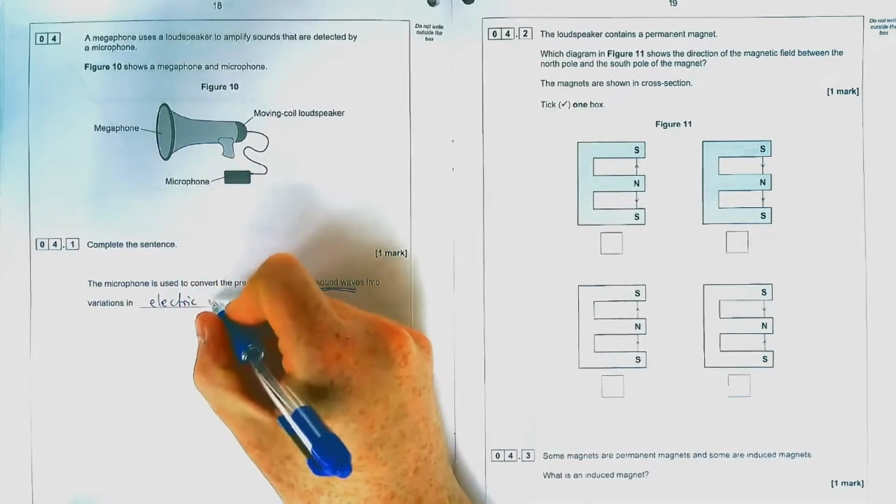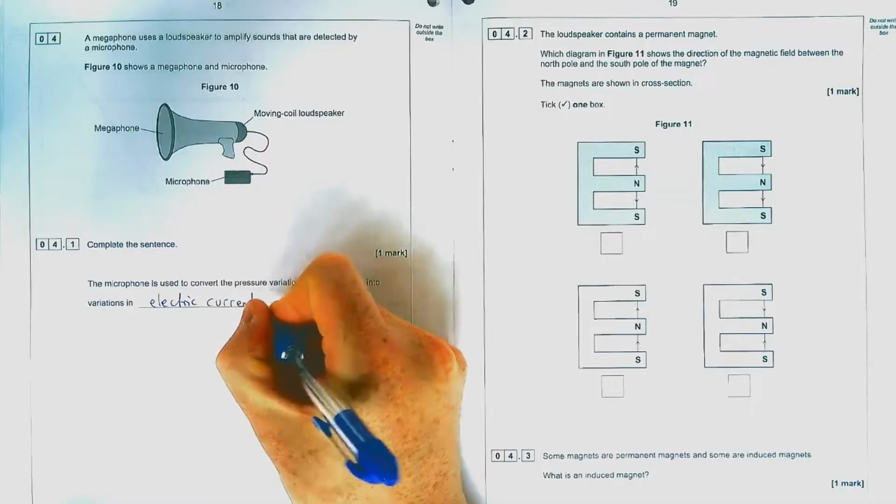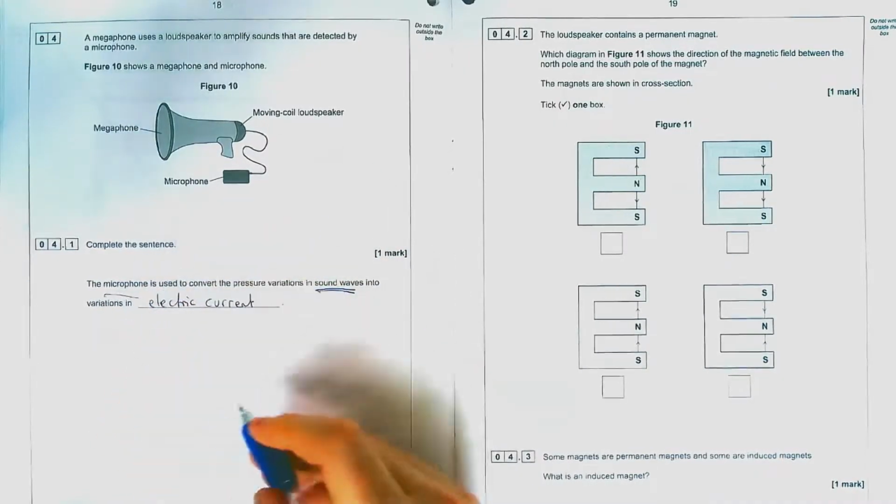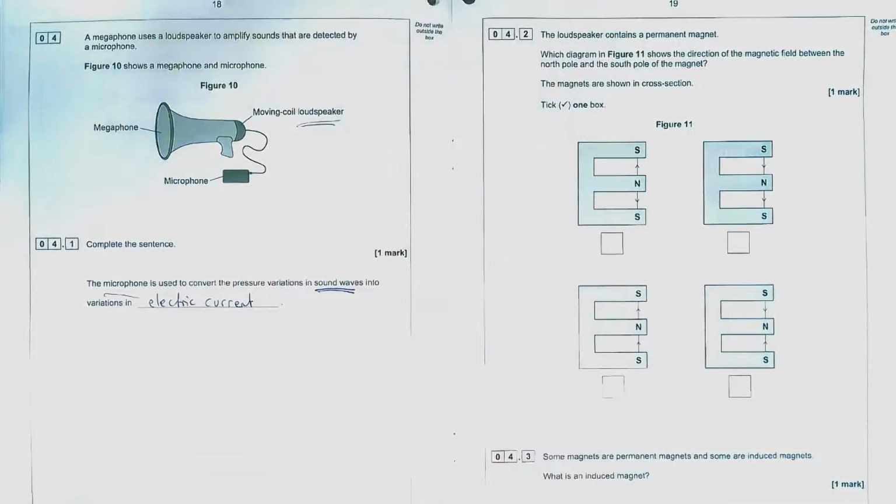Next, we've got some magnetic field lines, and we should know they always go from north to south. So let's have a look at which one of these always goes from north to south. It's only one of them, really. It's only the top one where they always go away from north and towards south.